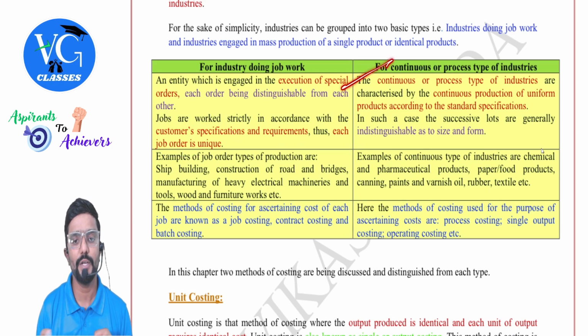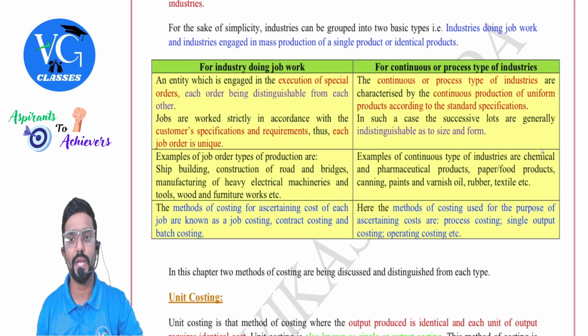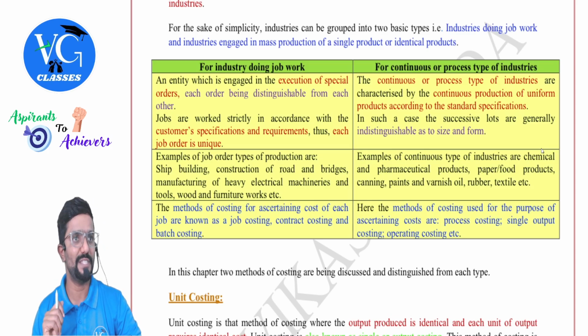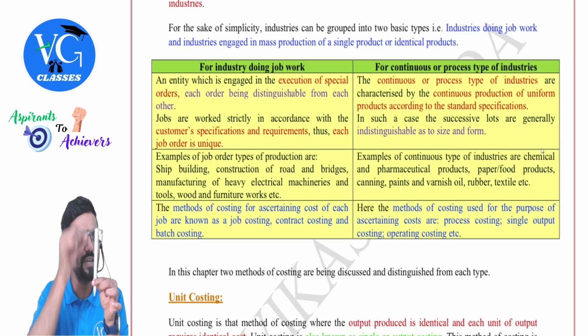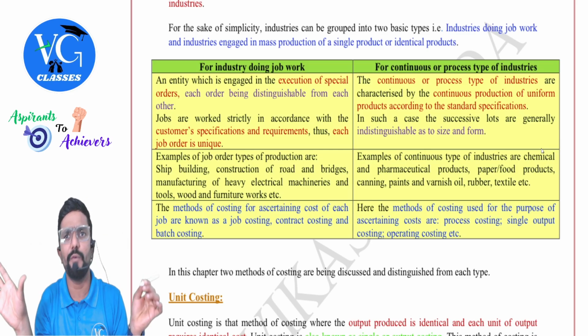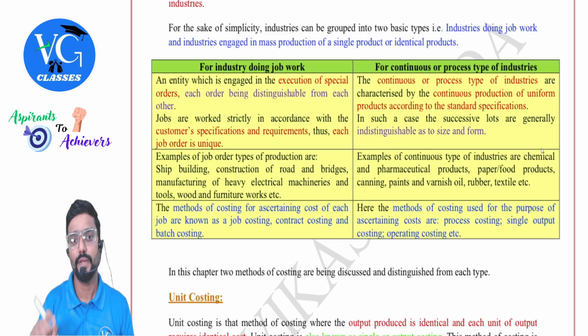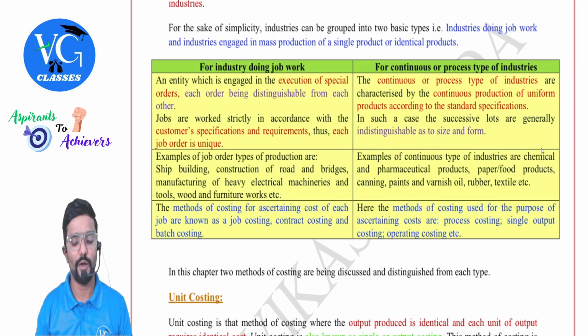Yes, sir. Coming to the other one, that is the continuous or process type of industries. The continuous or process type of industries are characterized by the continuous production of uniform products. Uniform means the same according to the standard specification. Guys, the company would have already fixed the length of this pen, the width of this pen, how the nib should be, everything they would have specified. As per that, we will manufacture all the pens. In such a case, the successive lots are generally indistinguishable, meaning one is not different from the other as to size and form.